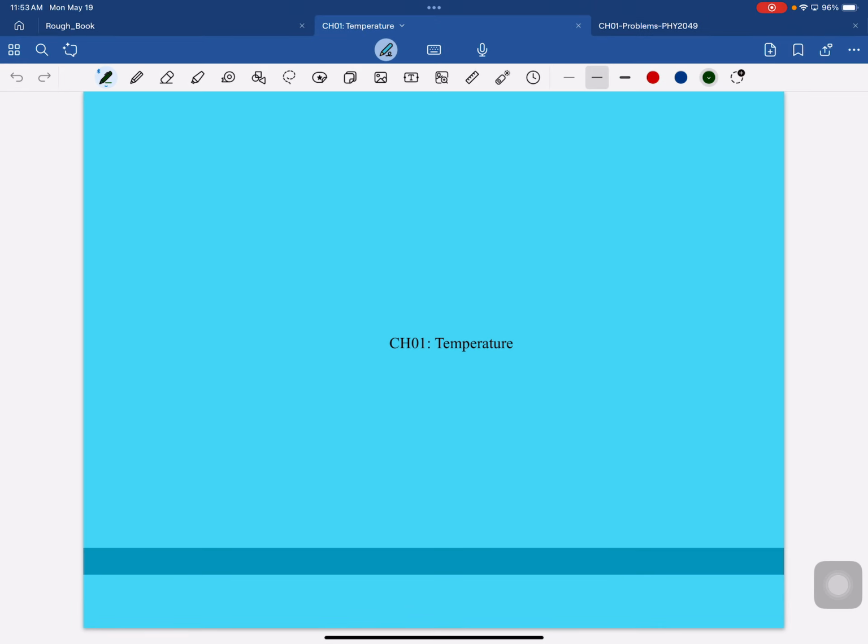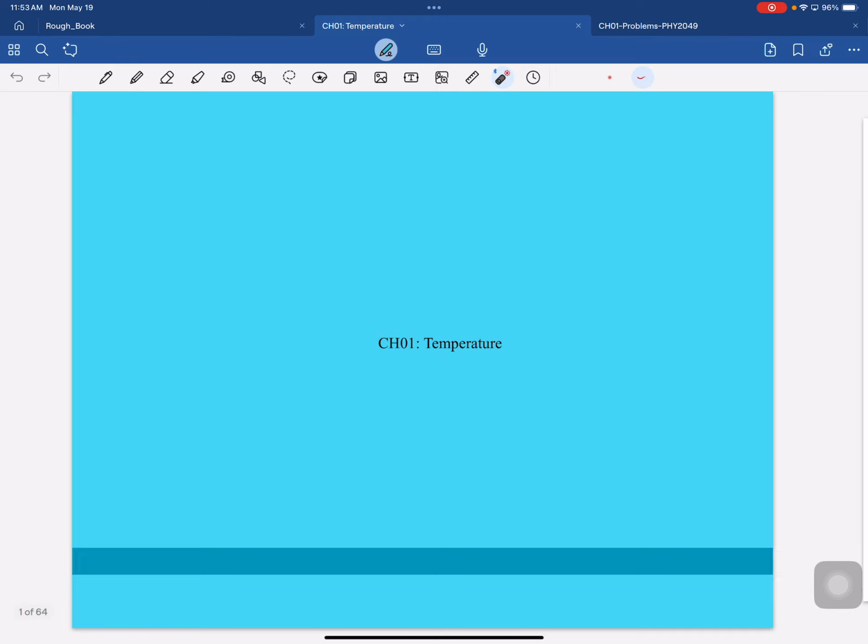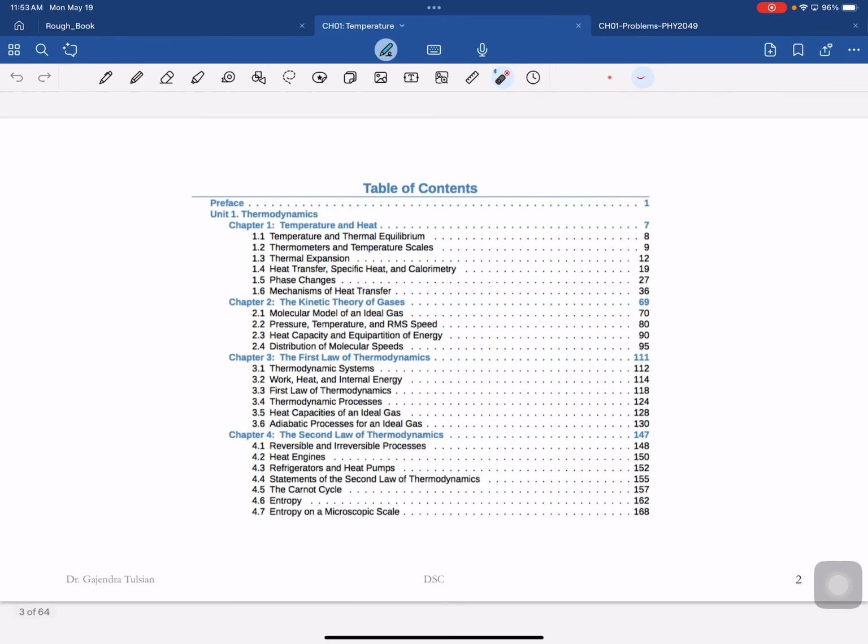All right, so let's start with chapter 1, temperature. So we're doing temperature in this chapter. We'll study about temperature. What we are doing is, the first 4 chapters from the book: the first chapter is temperature and heat.